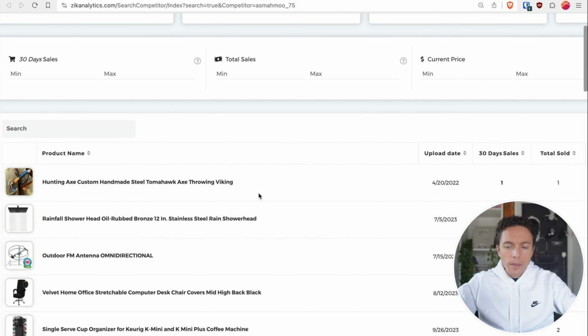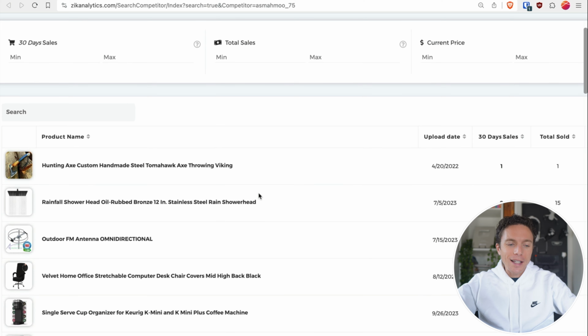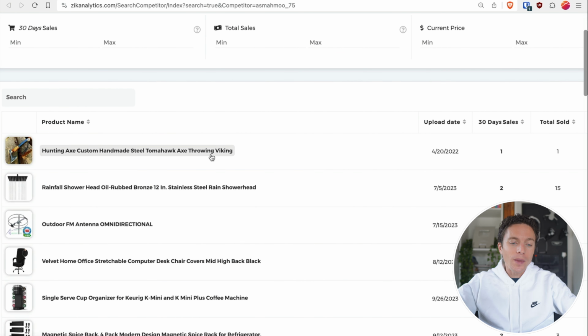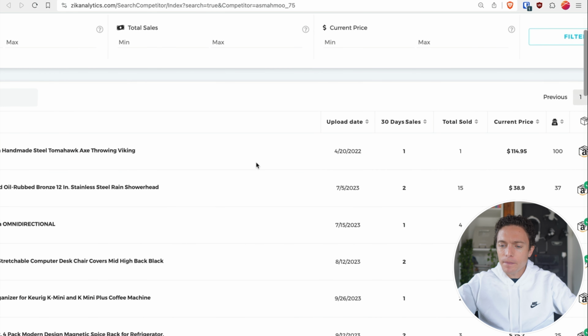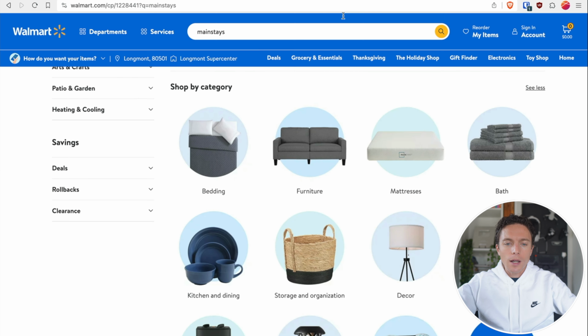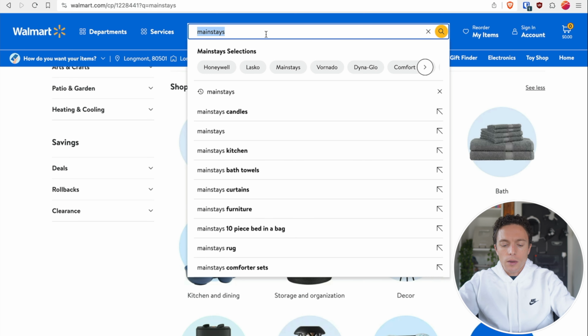Now, from my experience, I don't like to sell any sort of weapon or anything that can be construed as a weapon. So I wouldn't be selling this tomahawk axe probably. But as you can see, this item is $115 and it has sold. So if you wanted to find it, we can come over here to Walmart or any of your suppliers and start to look for one.